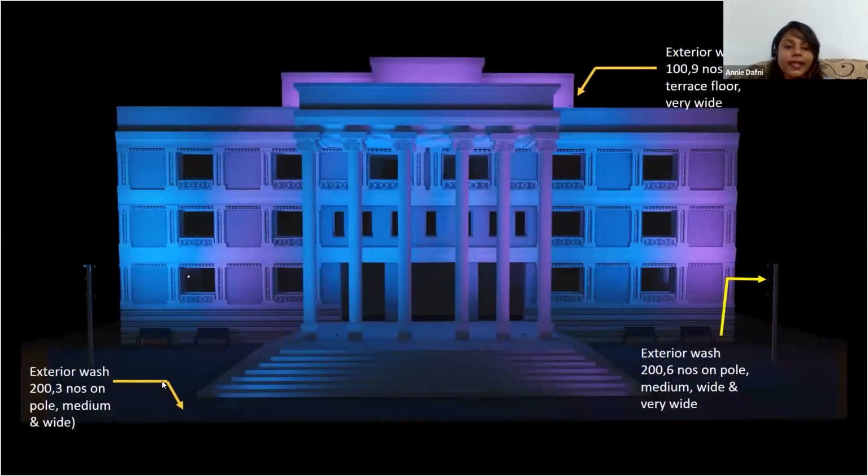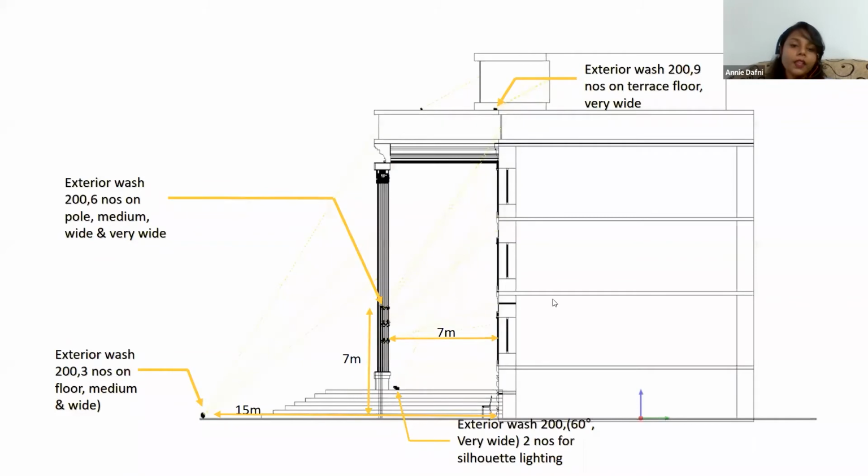And I'm using the Exterior Wash 200, but instead of using the wide and the very wide beam, I'm using a medium and wide beam, again because the throw distance is much greater now when compared to the previous example. And for the left and right facade walls, I'm still using the Exterior Wash 200s, which are mounted on the pole. Okay. So this is just a side angle, and with an offset of 15 meters, I'm still able to achieve a good lux level of 100 on the pillars with just the Exterior Wash 200s. Because of these RGBW LEDs, you get a much brighter output as well.